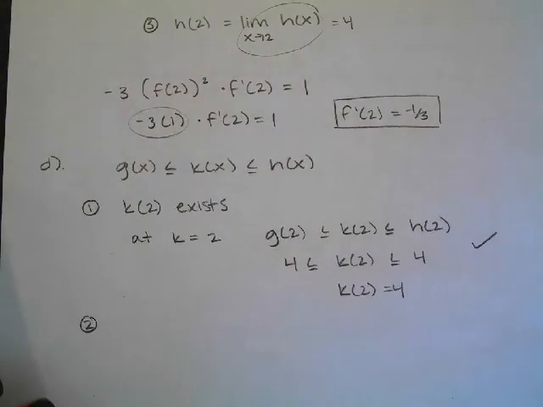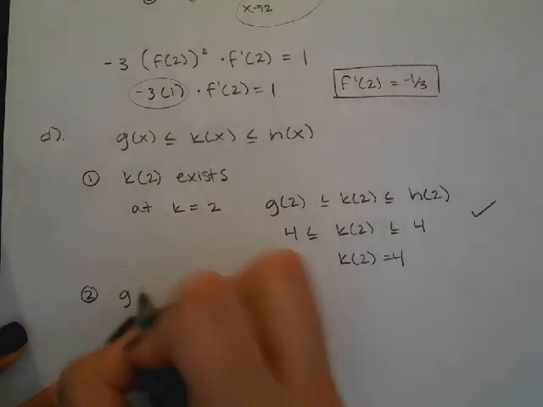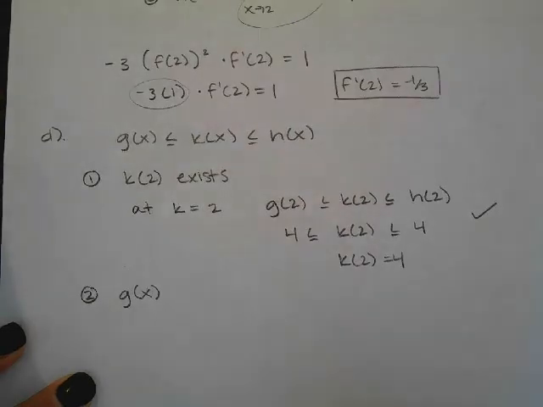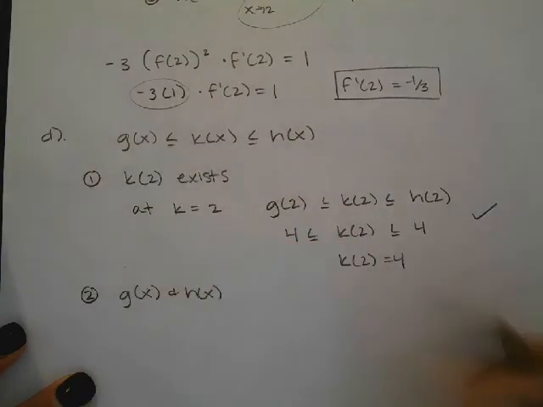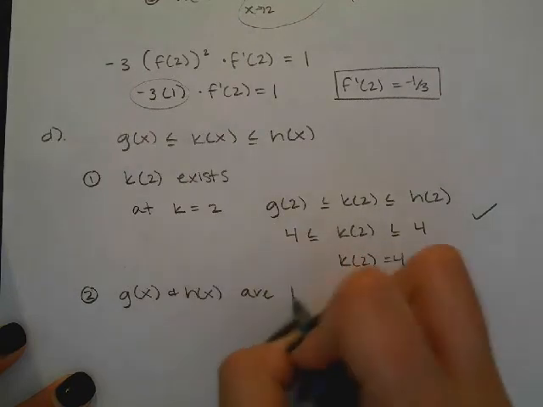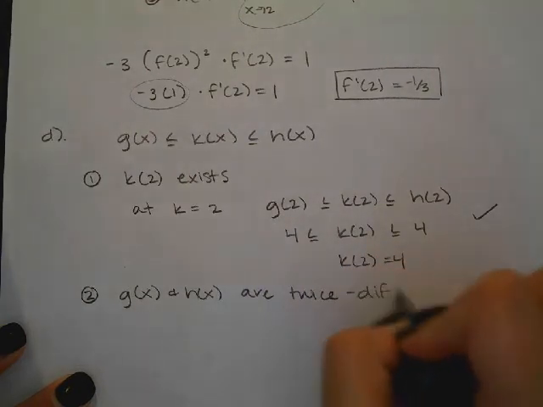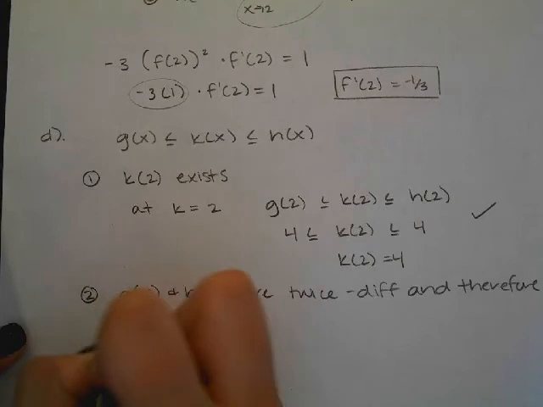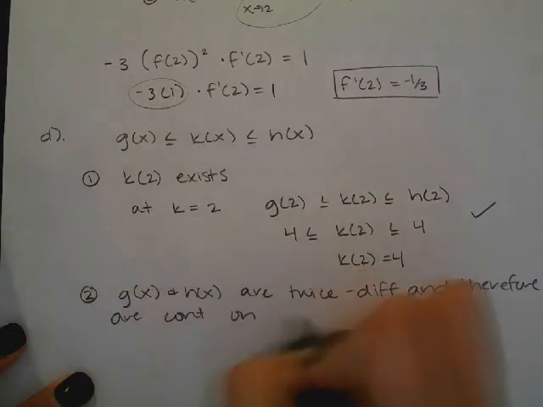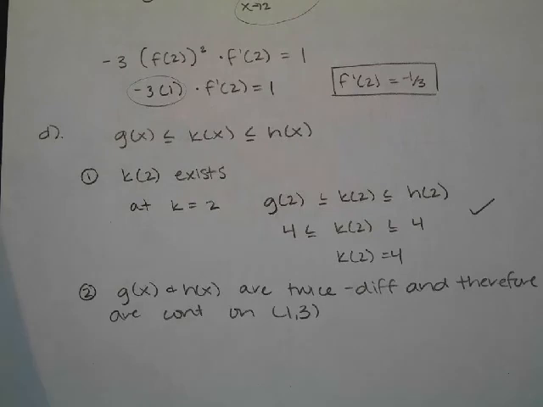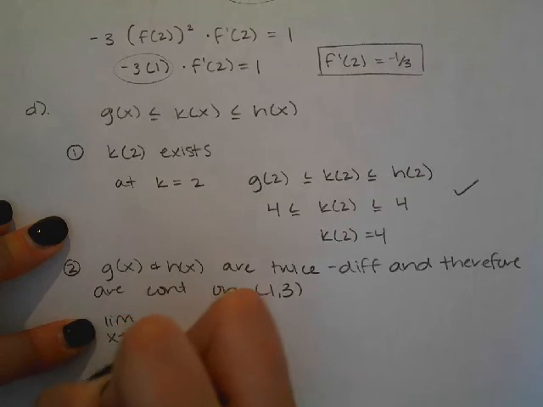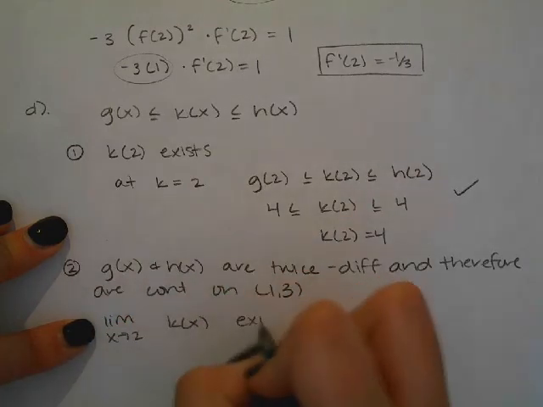Part 2 is the one that is a little bit more tricky. So here we're going to again say, we already said in part C that h of x was twice differentiable, therefore it was continuous, but we're going to say that with g of x as well. So g of x and h of x are twice differentiable, and therefore they are continuous on 1, 3, which is the interval they gave us for the problem. Okay, so now what we have to prove for the second part is we have to show that the limit as x approaches 2 of k of x exists.